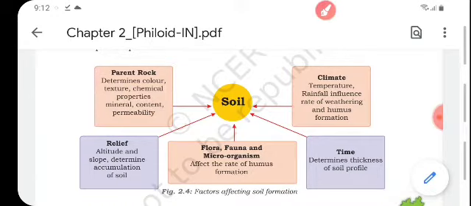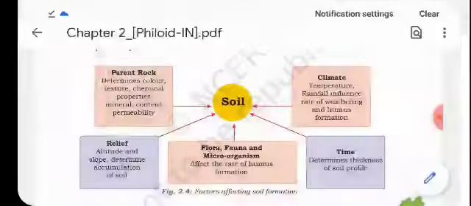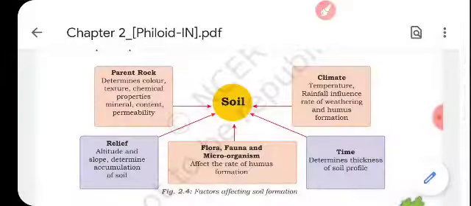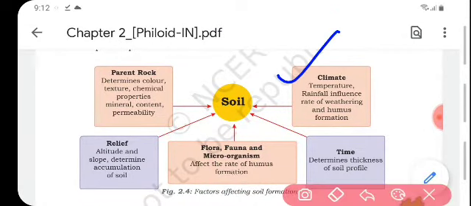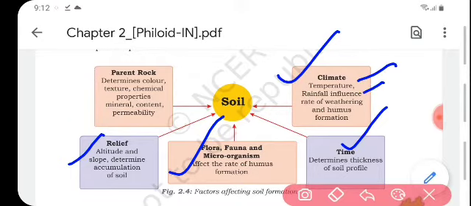Now, what are the other factors? Other factors are climate, time, flora, fauna and microorganisms, and relief. We will see them individually. Under the climate, there are temperature, rainfall, influence, rate of watering and humus formation. All these are the factors which come under climate.